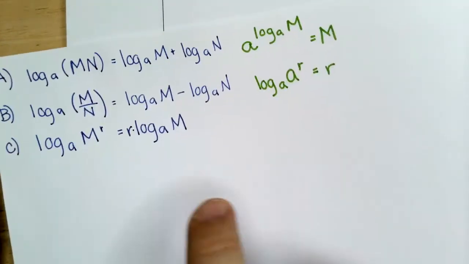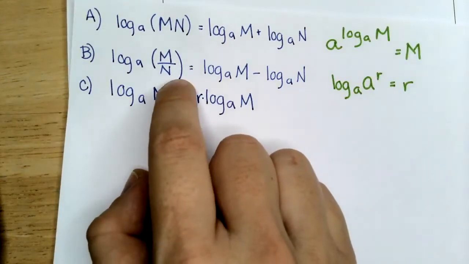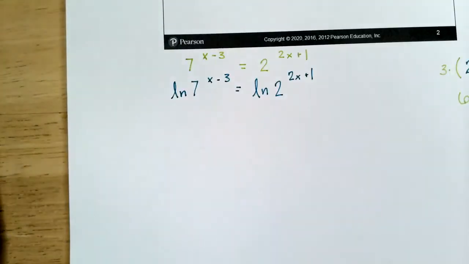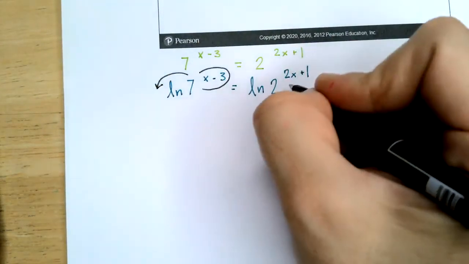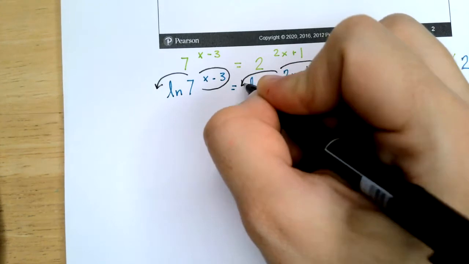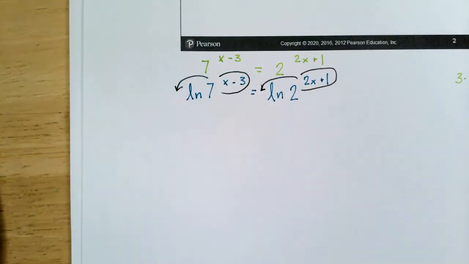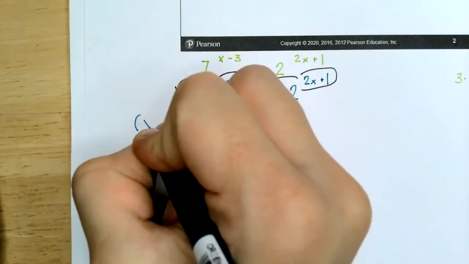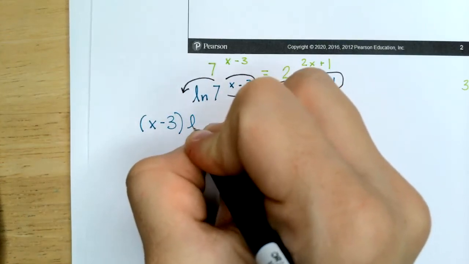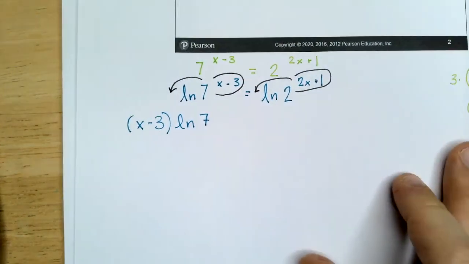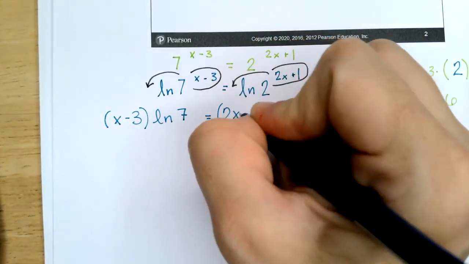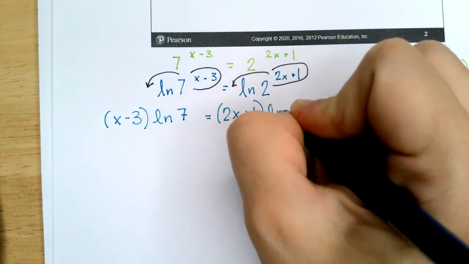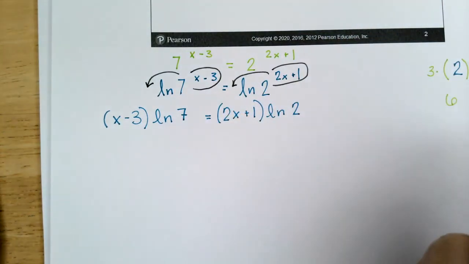So now if I use this rule, that means I can take the exponent and move it down in front. So I'm going to take this x minus 3 and move it down in front. Take the 2x plus 1, move it down in front. So now what it looks like is x minus 3 times the natural log of 7 equals 2x plus 1 times the natural log of 2. Good. Let's distribute that out.